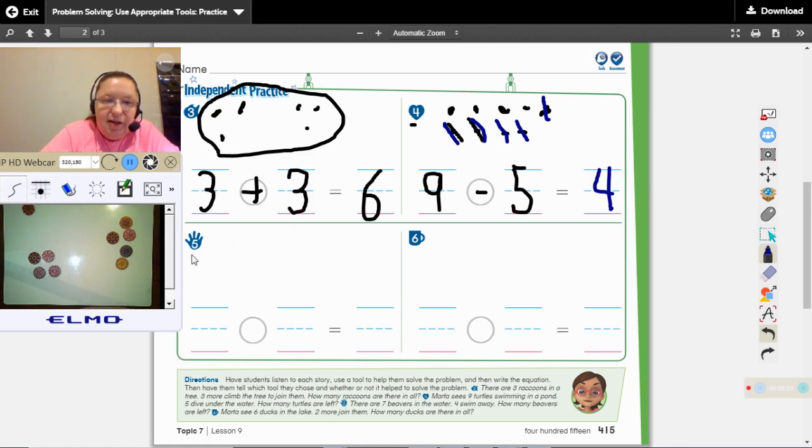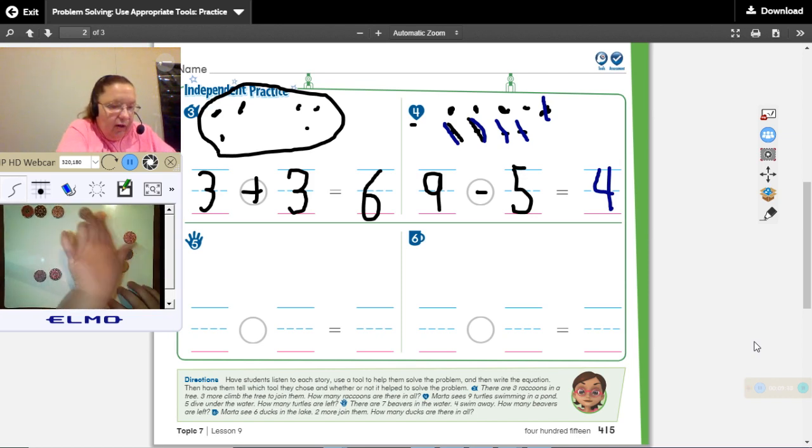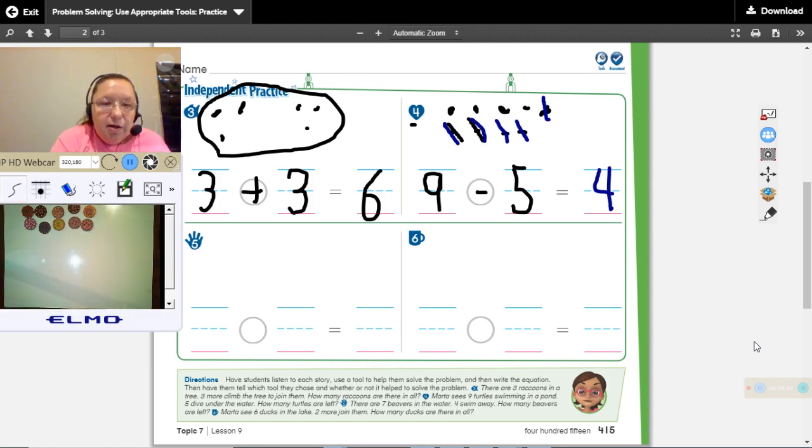Let's look down here at number 5 where the little hand is. To begin with, what do I need to do with my workspace? I need to clear it off and put all of my counters back up at the top out of the way. Now, let's listen to this problem.